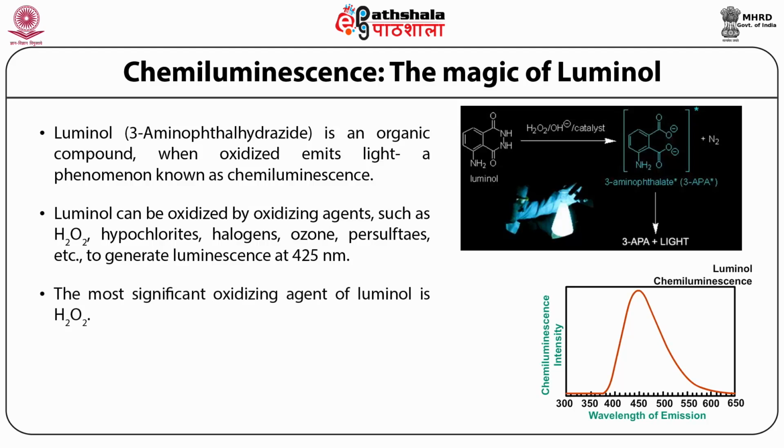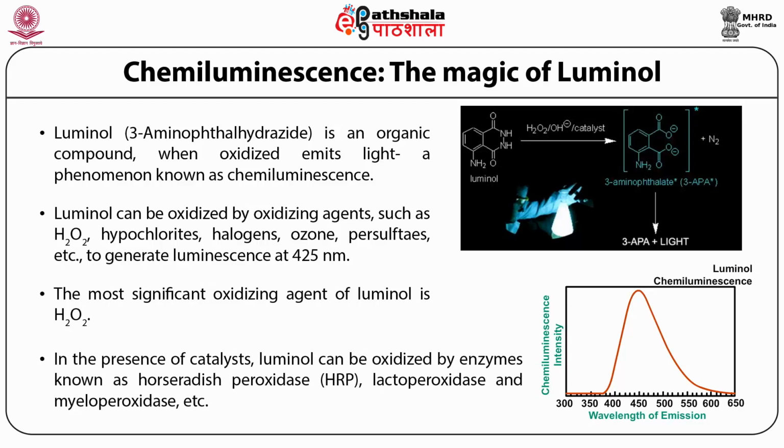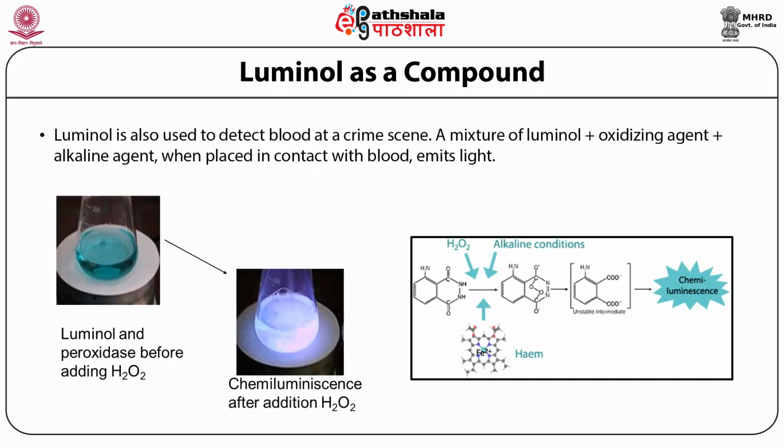The most significant oxidizing agent of luminol is hydrogen peroxide. In the presence of a catalyst, luminol can be oxidized by enzymes such as horseradish peroxidase, lactoperoxidase, and myeloperoxidase. You can see here the color changes of luminol in the oxidized form. Earlier you can see the luminol and peroxide before adding the hydrogen peroxide, but once the hydrogen peroxide is added, you can see a dramatic change in the color, and that gives the chemiluminescence signal.